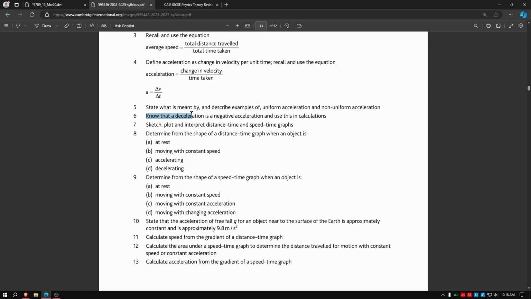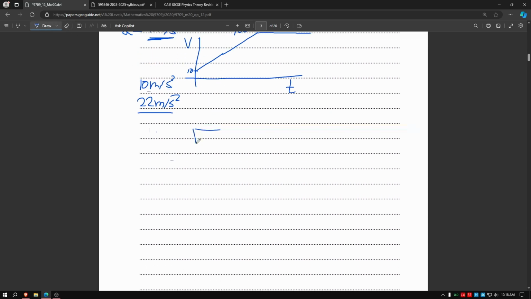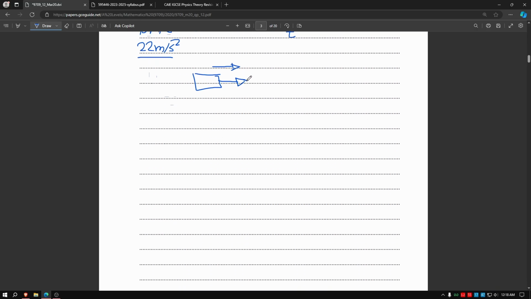Know that deceleration is a negative acceleration and use this in calculations. What is deceleration? It is a negative acceleration. Acceleration means increasing speed, right? If you're going in a car this way, you're accelerating this way, your speed is increasing this way. Now let's say you want to decelerate. What does decelerate mean? Your car is going at 100 meters per second. You want to decrease the speed.